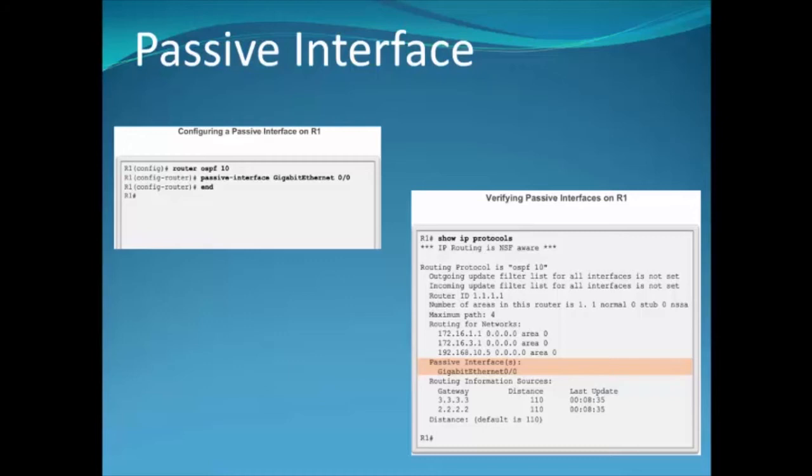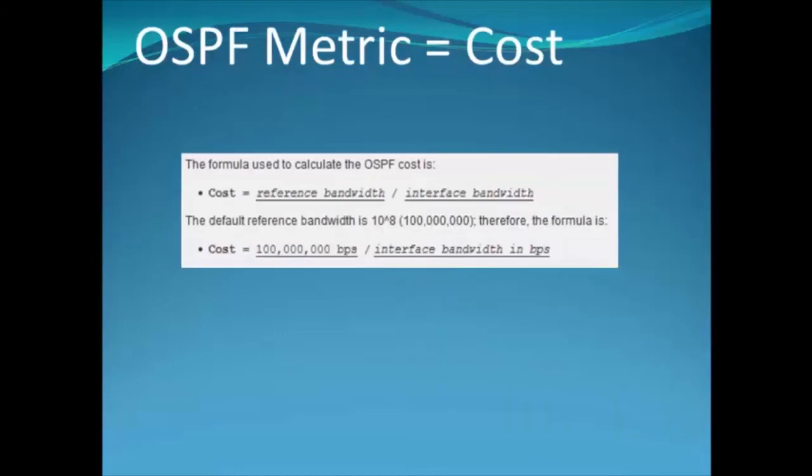Use the passive-interface router configuration mode command to prevent the transmission of routing messages through a router interface, but still allow the network to be advertised to other routers. The show ip protocols command is then used to verify that the Gigabit Ethernet interface is passive.